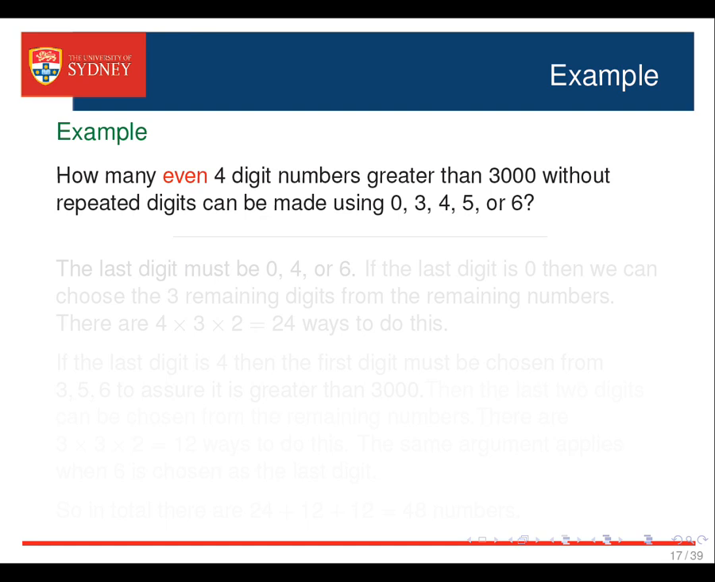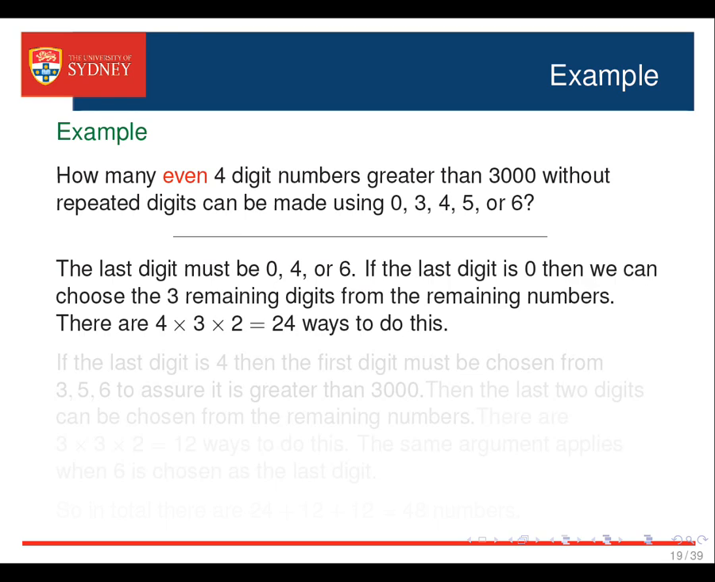Let's have a look at another example. How many even 4-digit numbers greater than 3,000 without repeated digits can be made from using 0, 3, 4, 5, and 6? This question is similar to the previous question, but with the added condition that the number has to be even. For the number to be even, the last digit must be 0, 4, or 6. If the last digit is 0, then we simply choose the other 3 digits from the remaining numbers. So there are 24 ways to do this.